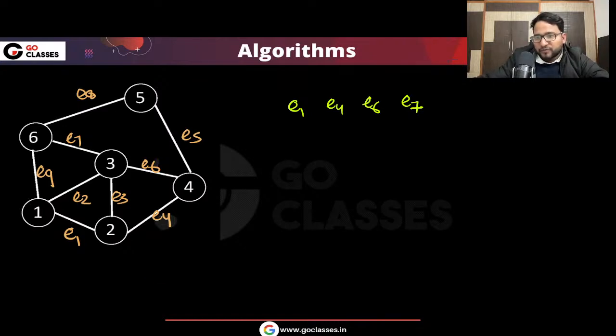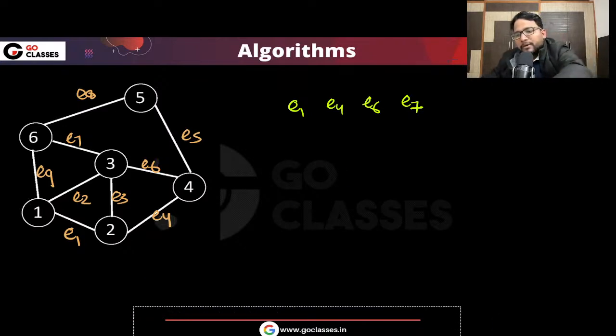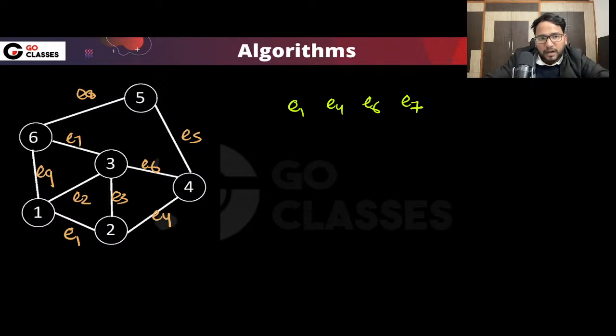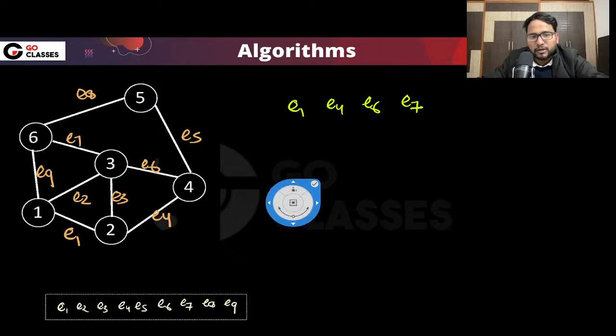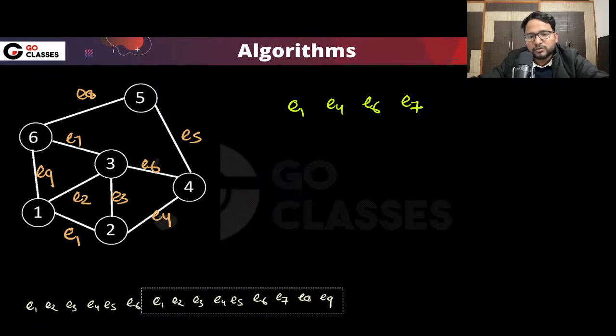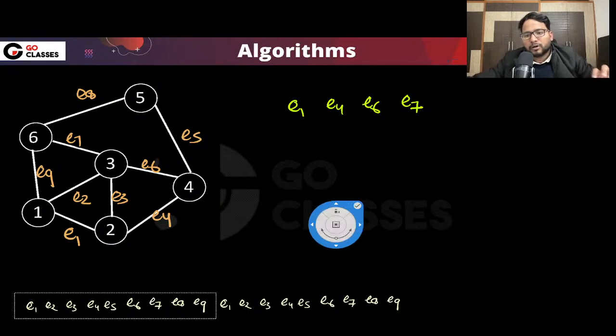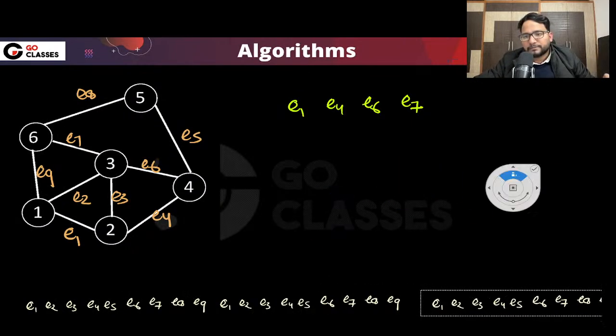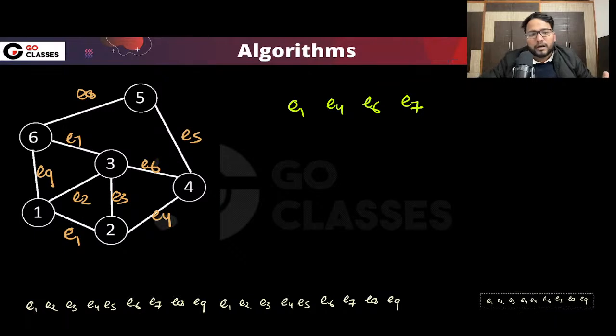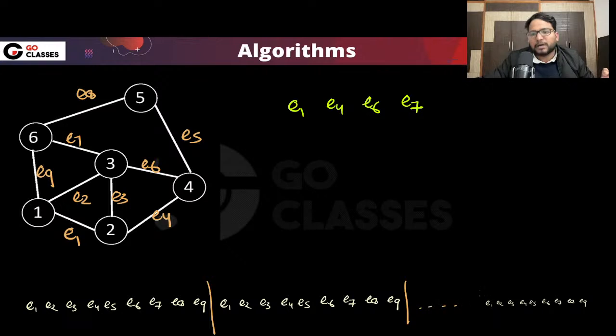Let's suppose in the first iteration I'm relaxing in this order: E1, E2, E3, E4, E5, E6, E7, E8, E9. Let's suppose I do it multiple times. You can change the order iteration-wise also, but let's just keep the same order. This is the first time I'm doing it, this is the second time, and so on. I'm doing it multiple times.